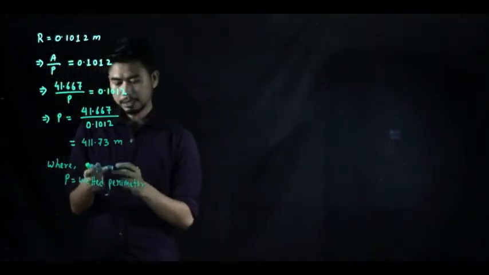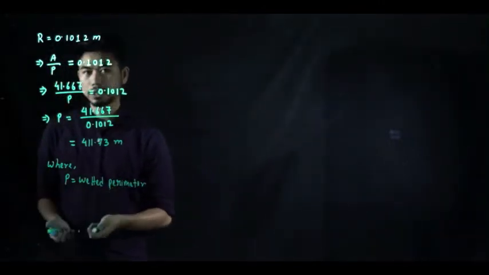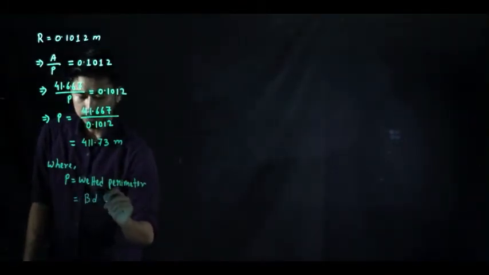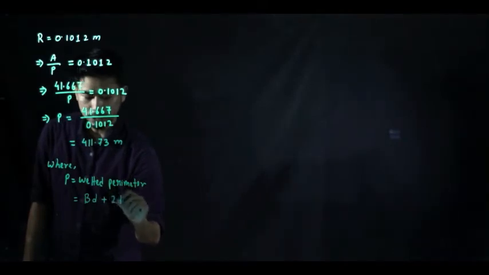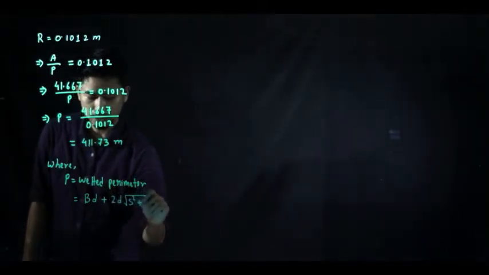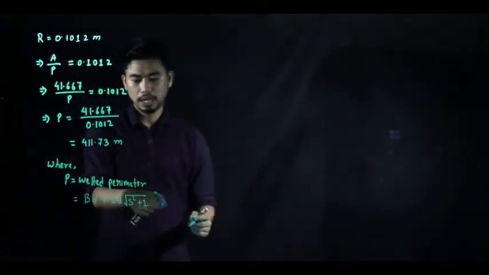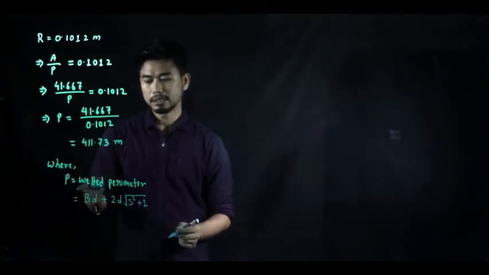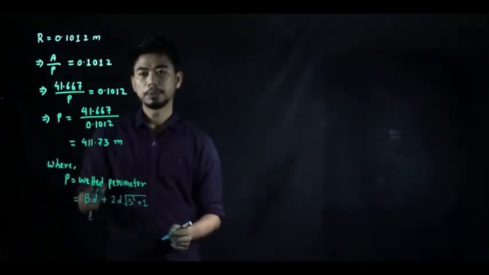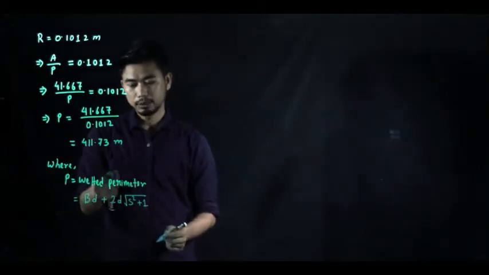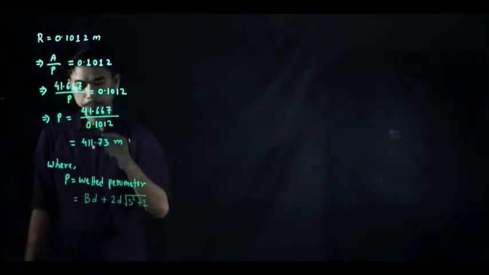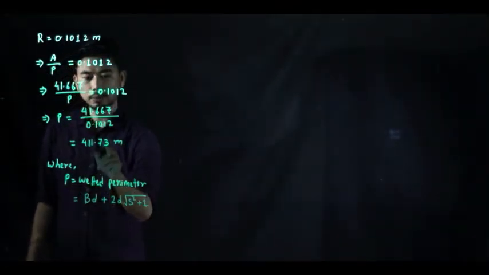So we know that since it is a trapezoidal channel, the formula for wetted perimeter is what? Where P equal to wetted perimeter, and it is given by the formula B plus twice of D under root S square plus 1, isn't it? So this is the formula for finding out the P value. If this question would have been based on a rectangular channel, then use the formula of P for the rectangular channel, which is B plus 2D. If it is a triangular channel, then use the formula for a triangle. Since it's a trapezoidal, I have used the formula for trapezoidal. So P value is 411.73 also. P value is also given by this formula.